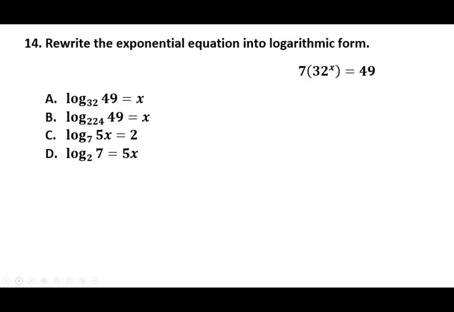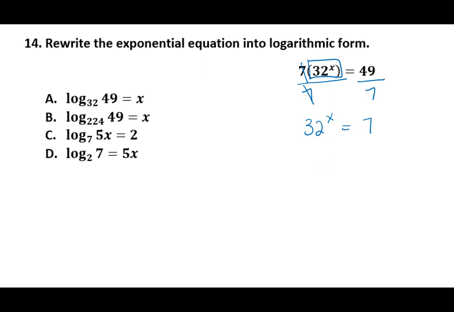And then this one stays on its own. This is like a variable. So first things first, you divide by 7. We're going to rewrite the exponential form into logarithmic form. Divide by 7. So this is 32 to the x equals 7. So this doesn't appear in any of this, because if we change this into log form, we get log base 32 of 7 equals x. Okay, none of these are the answers.